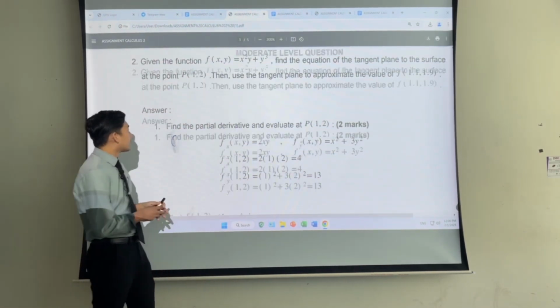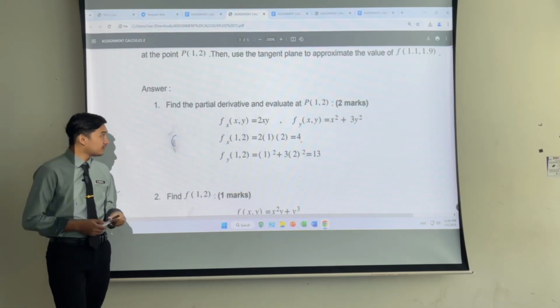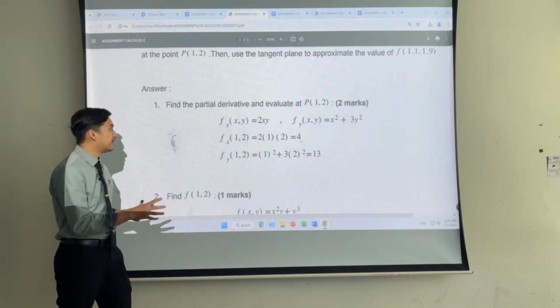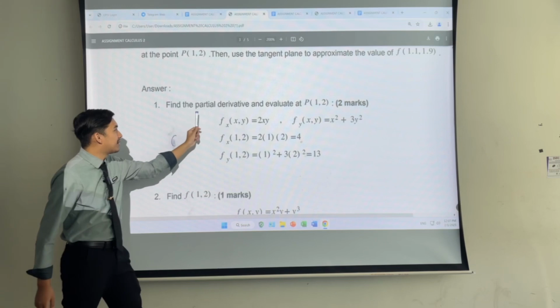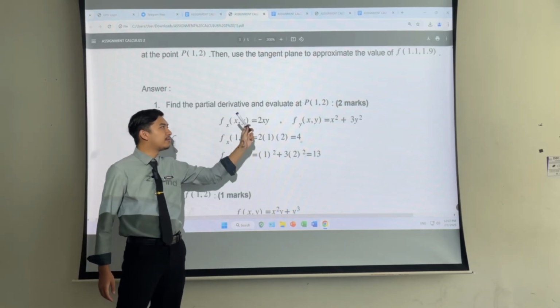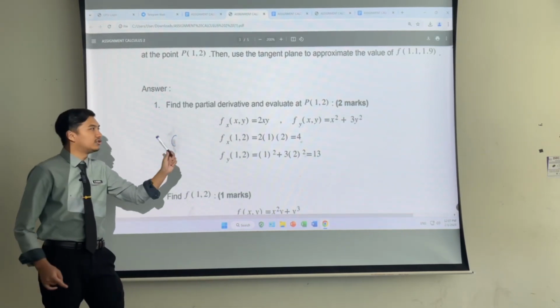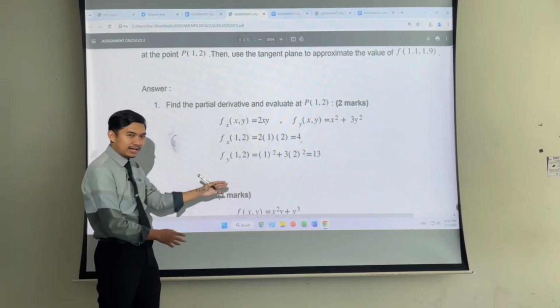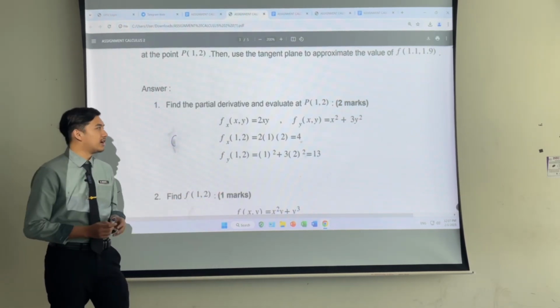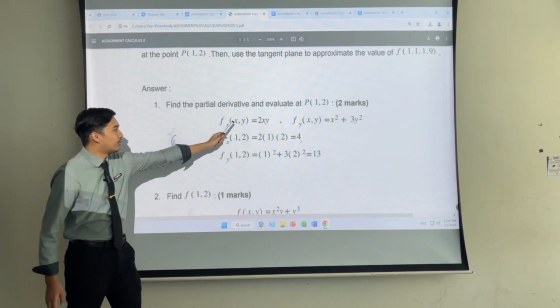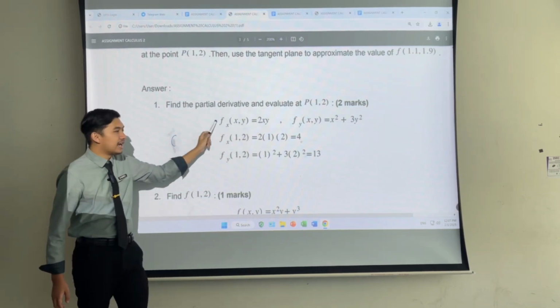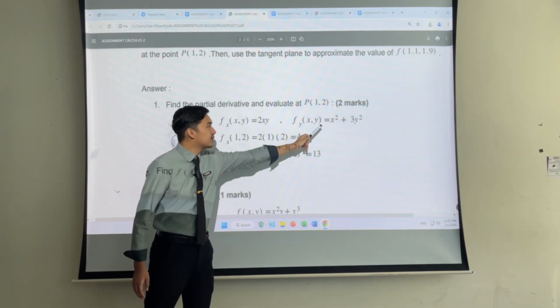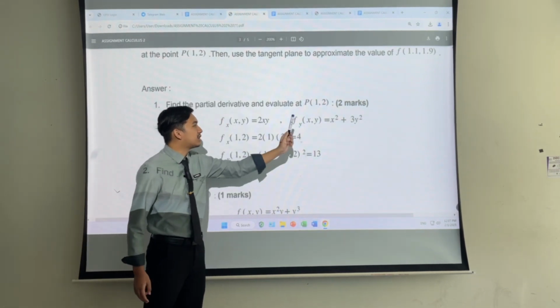So how to answer this question? The first step is you need to find the partial derivatives and evaluate at point P(1, 2). When you do this part, you get 2 marks. So f_x of x, y equals 2xy for the x part, and for the y part f_y equals x squared plus 3y squared.